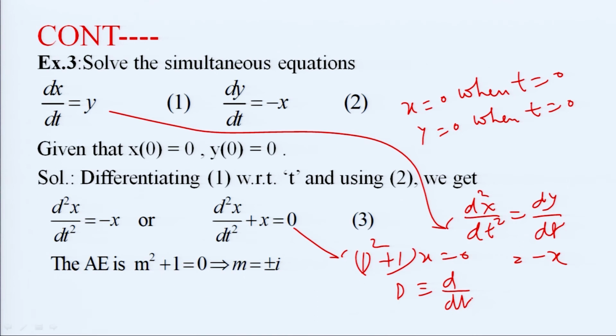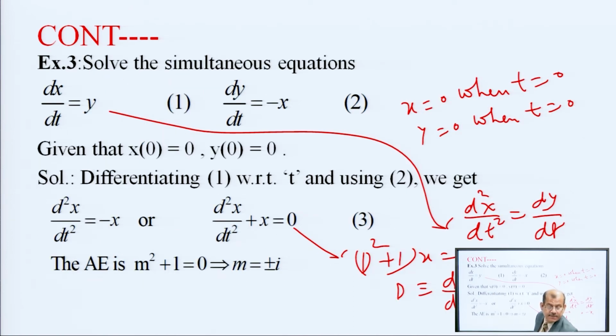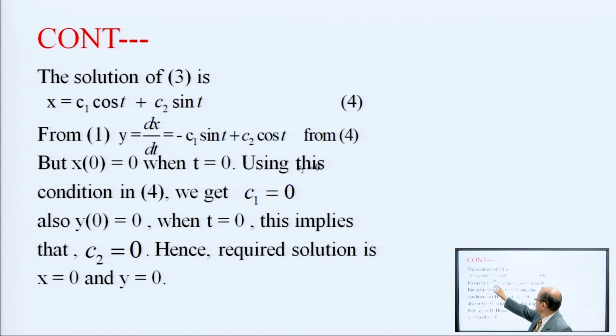Auxiliary equation is m square plus 1 is equal to 0, means m is equal to plus minus i. Since the right hand side is 0, the solution of 3 is the complementary function x is equal to C1 cos t plus C2 sin t. From 1, y is equal to dx by dt, differentiate with respect to t, means y is equal to minus C1 sin t plus C2 cos t.